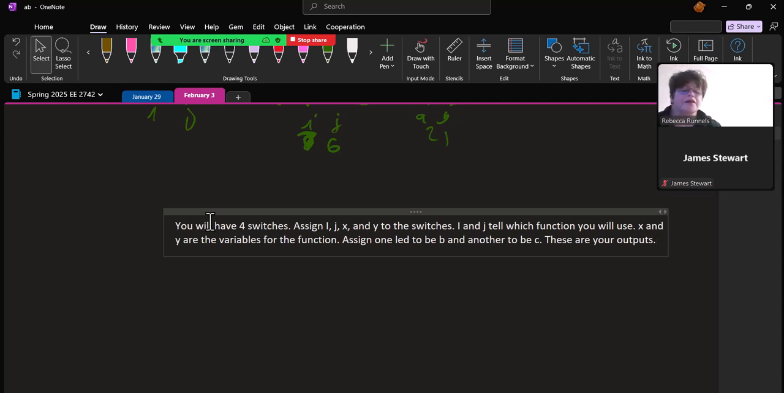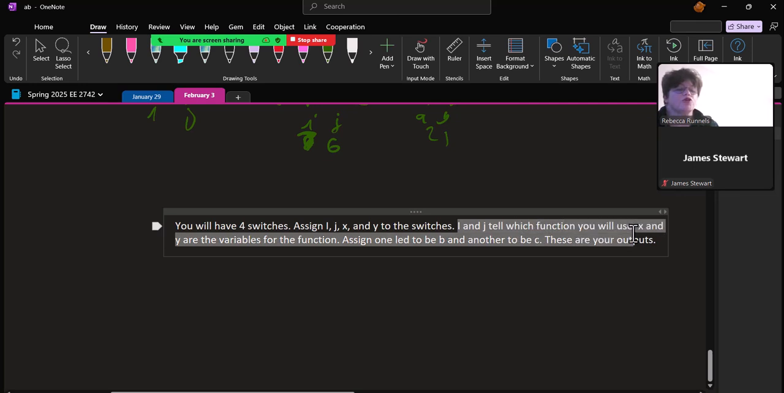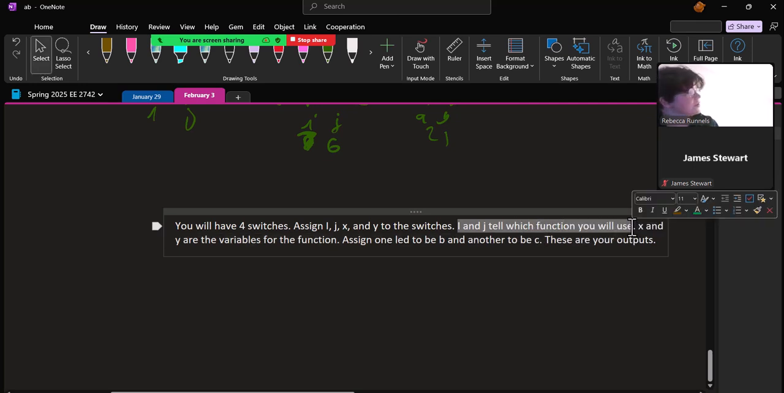Yeah, okay, that makes a lot more sense. The name for this is control. When you're using something to control for something else, that's what that is. That's a control. So I and J control which function you're going to be using. I see.